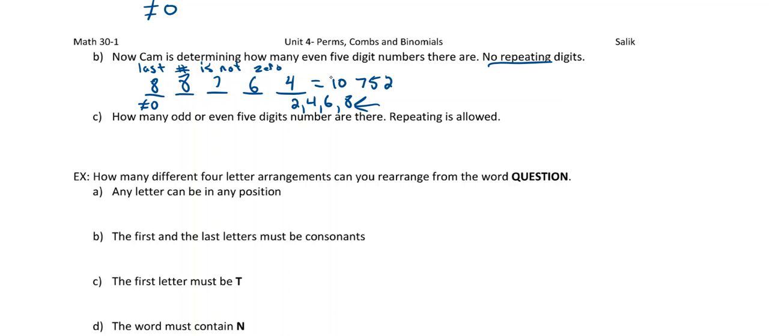10,752 possibilities, right? But then don't forget, we also have the other situation, right? The other situation was when the last number is 0. Okay, so we have to do it all again now. So we'll make our blanks.